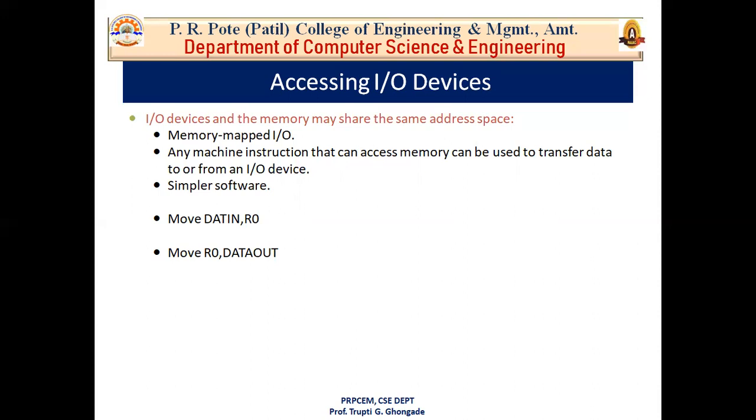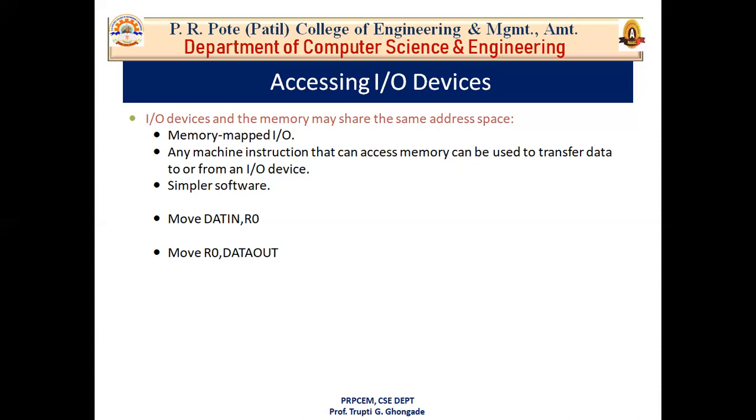So when data is available in data in, it is set to 1, and when it is set to 1, the processor knows that it can read the data from data in. That's how data in works. So let's consider that data in is the address of the input buffer associated with the keyboard. The instruction move data in, R0 reads the data from data in and stores it into processor register R0. Now the processor reads the data from data in and stores that data into processor register R0.